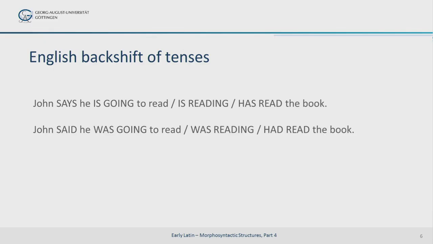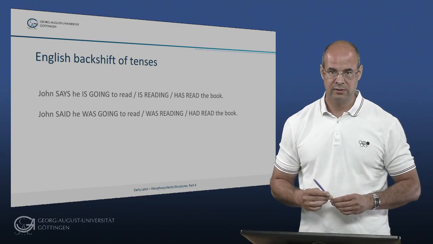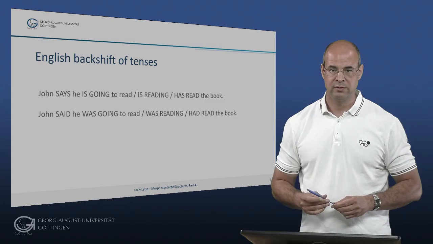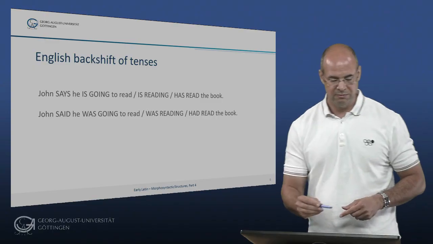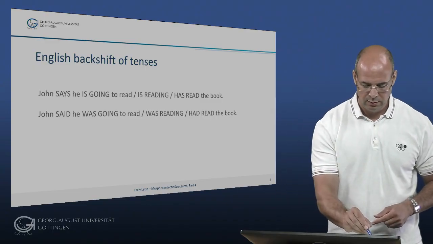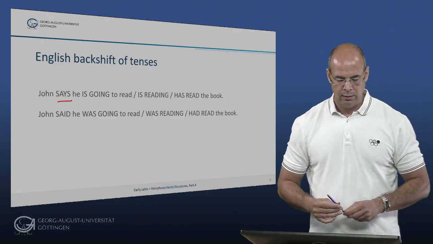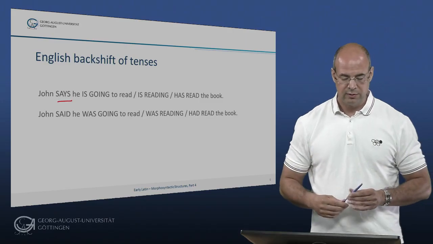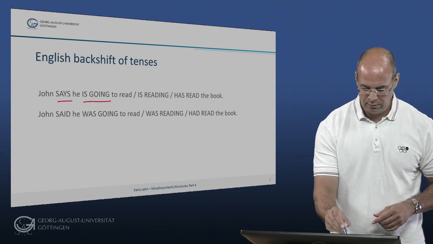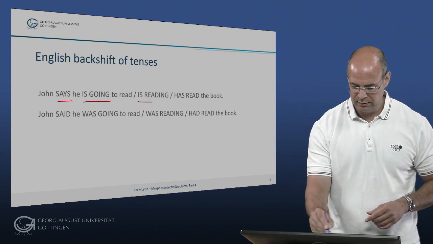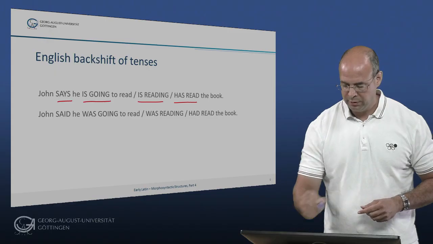English has a phenomenon called backshift of tenses. If I have a verb like to say in a main clause, the tense of the subordinate clause is partly dependent on the tense of the main clause. So, for example, if I say John says, present tense, the subordinate clause can have different tenses. He is going to read, prospective, he is reading, present progressive, and he has read, perfect, the book.